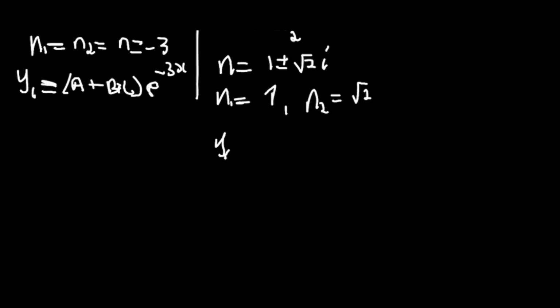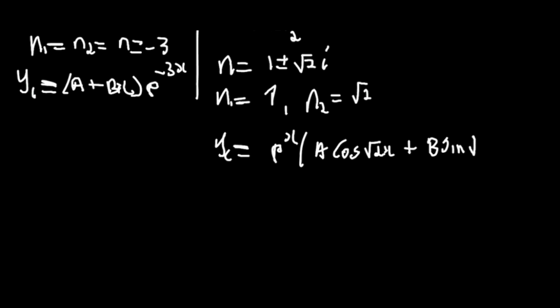So here our complementary solution will simply be equal to e to the n1x, so e to the x, into a cos root 2x plus b sine of root 2x. So that is our complementary solution.